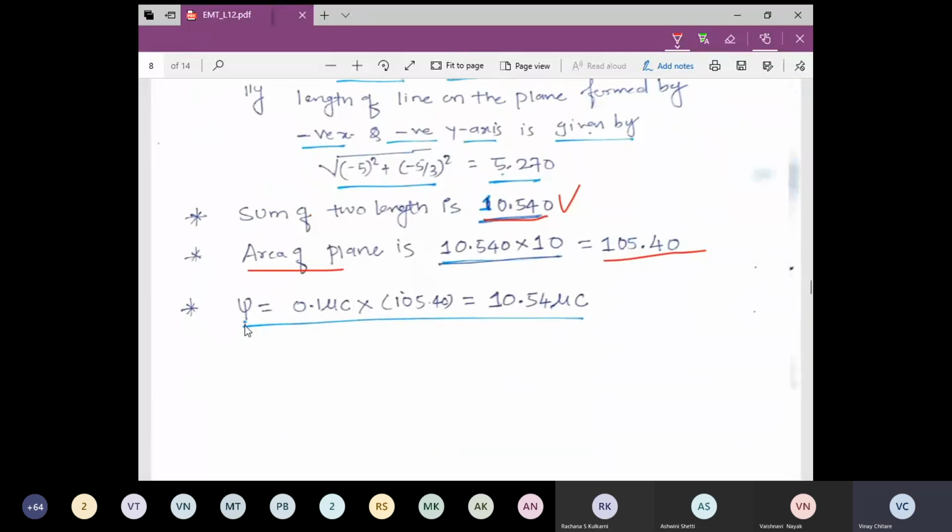And hence the flux leaving that closed surface due to the sheet of charge is rho s into that area, which is 10.54 microcoulomb.